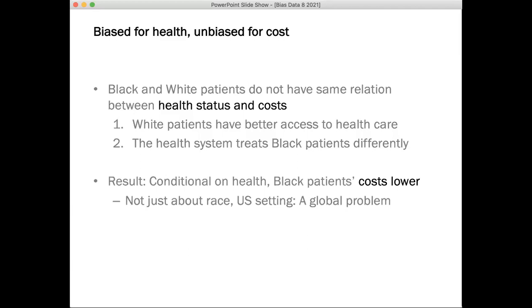And all that means is that Black costs are lower, conditional on health. So if you train an algorithm to accurately predict someone's healthcare costs, you're also training it to be biased in how that algorithm is going to predict their health. And that's how this algorithm turned out to be so biased.